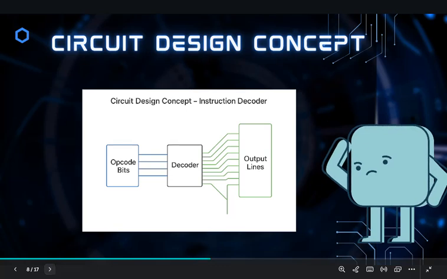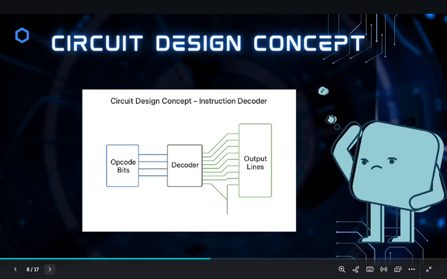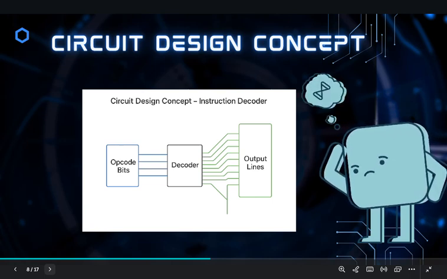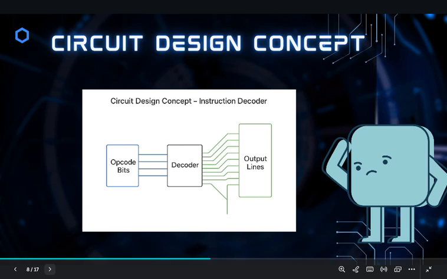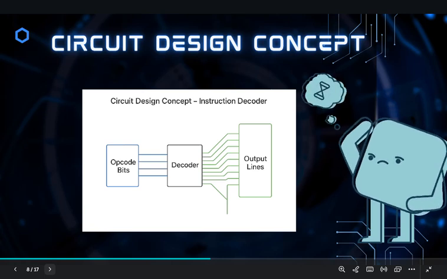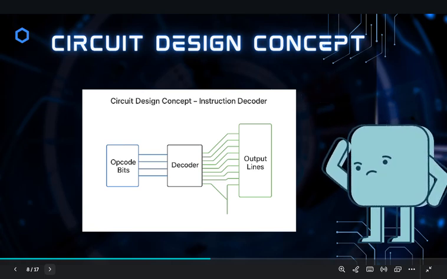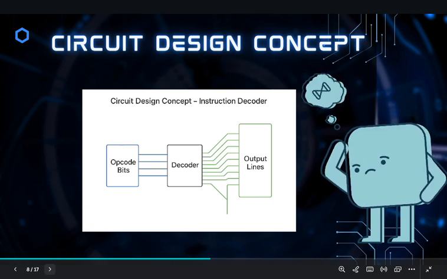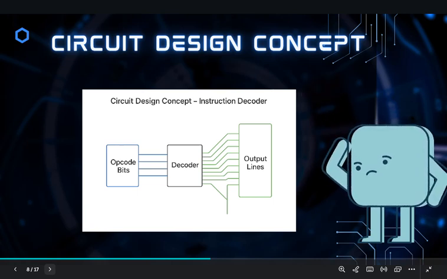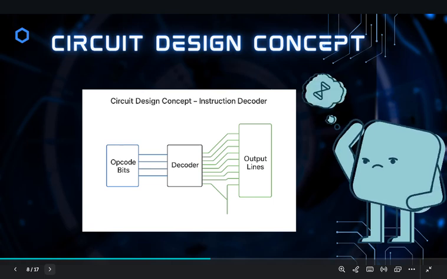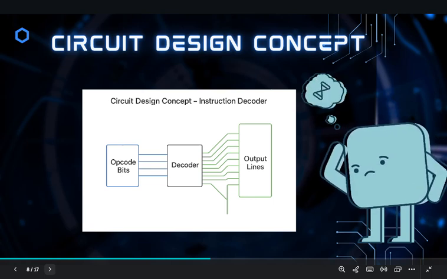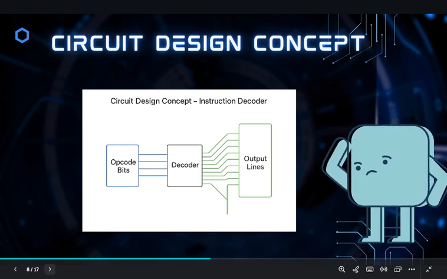Now, let's look at the circuit design concept behind the instruction decoder. Most decoders are based on a binary to one-hot design. This means for every unique binary input, only one output line becomes active, representing a specific instruction. For example, if we have a 4-bit opcode, it can produce 16 possible outputs. Each output corresponds to a unique instruction like add, sub, and move.